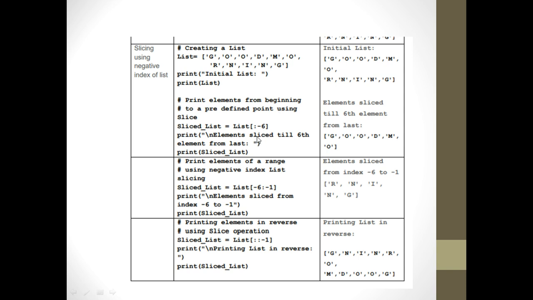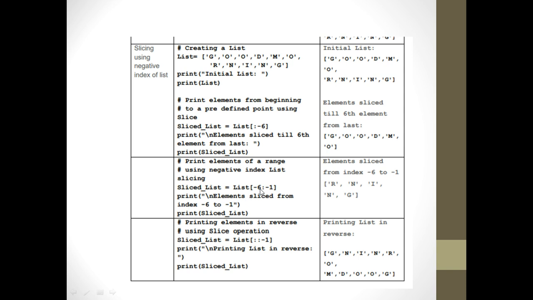Then if I say colon minus 6, this will be minus 1, minus 2, minus 3, minus 4, minus 5, minus 6. So minus 6 is this, till the beginning. Please remember in negative indexing, it is till the beginning, not till the end. So it gets printed GOODMO.